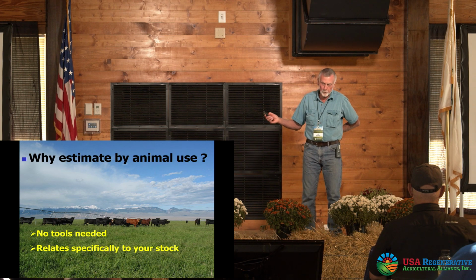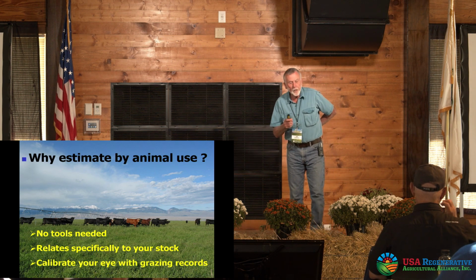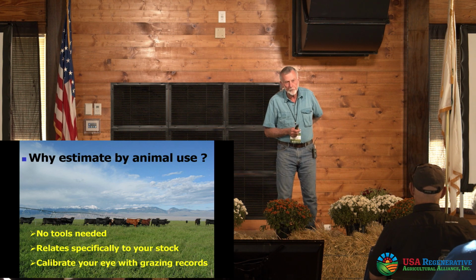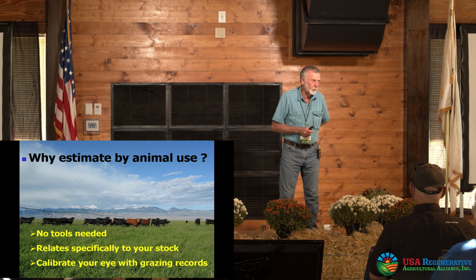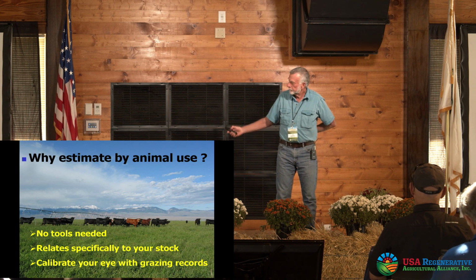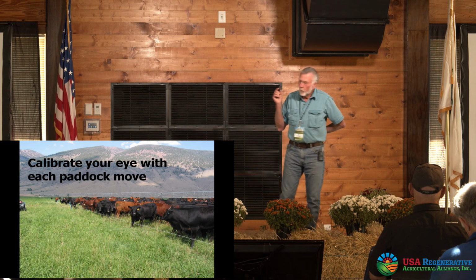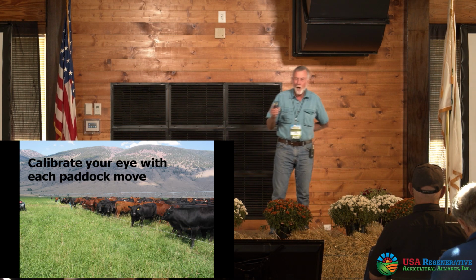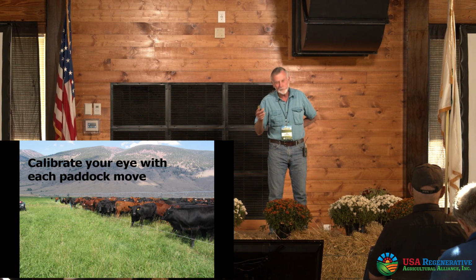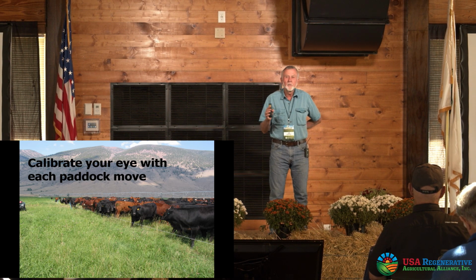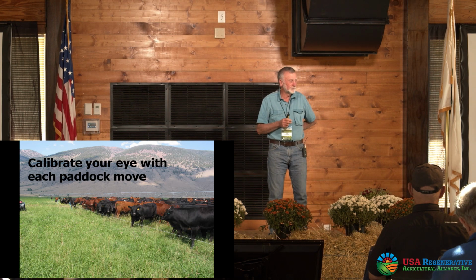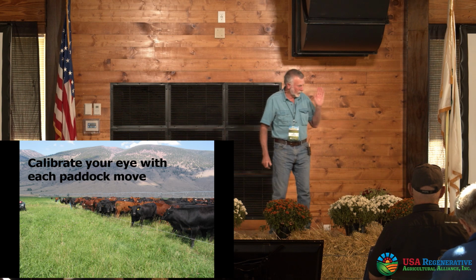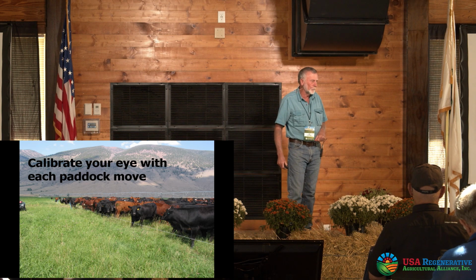Animal use relates specifically to your stock, not just the yield. You calibrate your eye with grazing records. And so, grazing records, man, what does that mean? What do I need to do? We'll see. So, with each paddock move, you start out, everybody knows what wagging is, just a wild guess. All right. Sometimes you just start there. You look at the pasture and say, okay, I think that's 50 AUDs per acre.